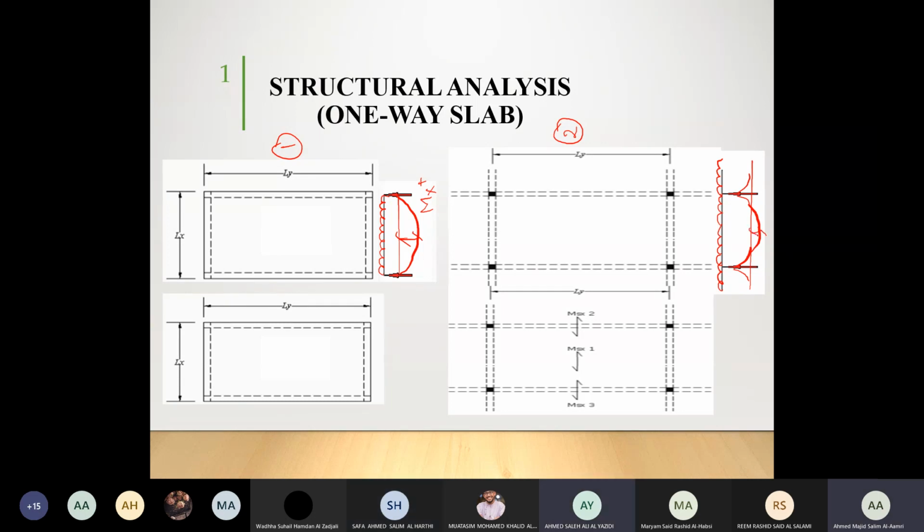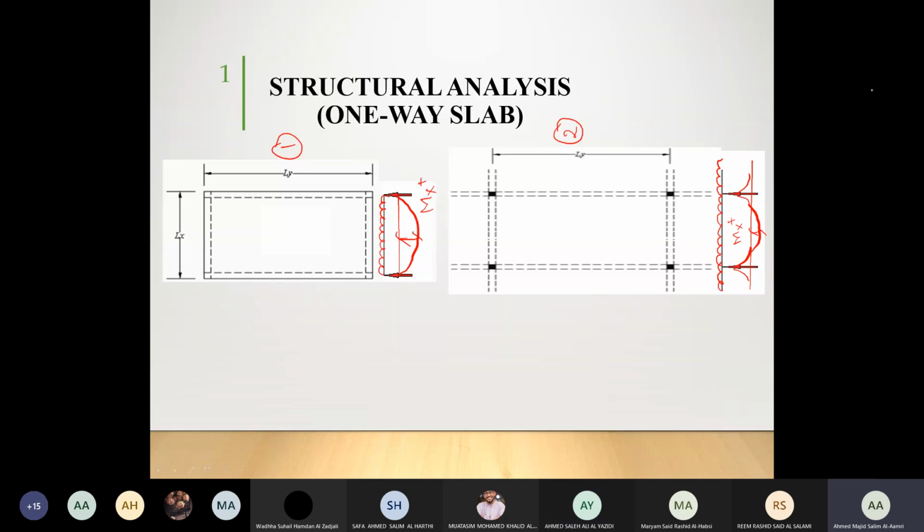So for this part, the bottom part, we are going to call it mx positive, and for the top part, over the continuous support, we are going to call it mx negative. Are we fine? Are we okay? Yes, mister.